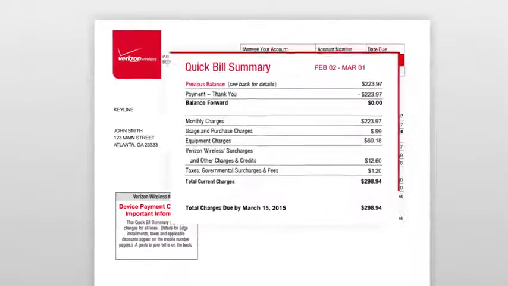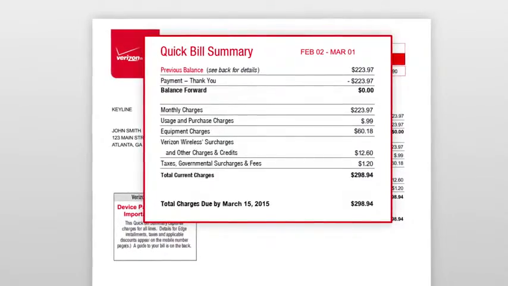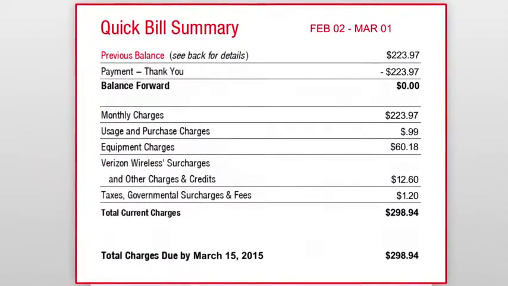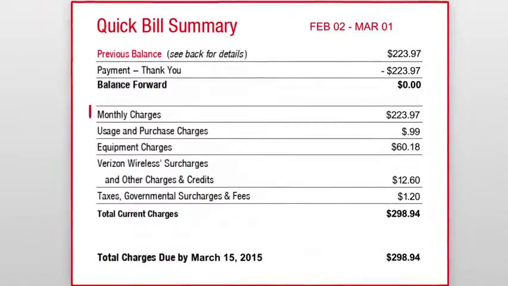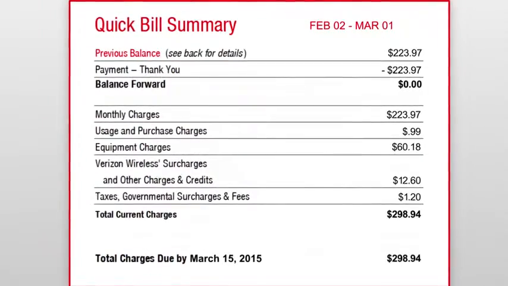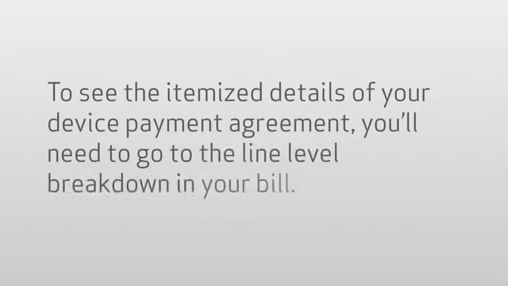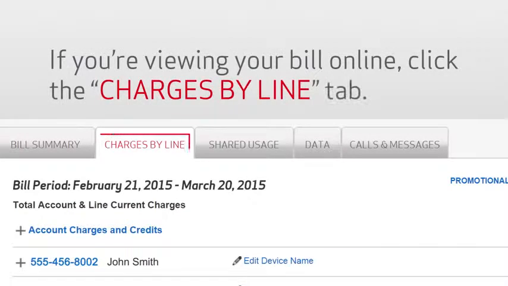You'll first see a quick bill summary, which captures the charges and payments for all the lines on your account. Your equipment charges and applicable credits are rolled up into these charges on each row. To see the itemized details of your device payment agreement, you'll need to go to the line level breakdown in your bill. If you're viewing your bill online, click the Charges by Line tab.